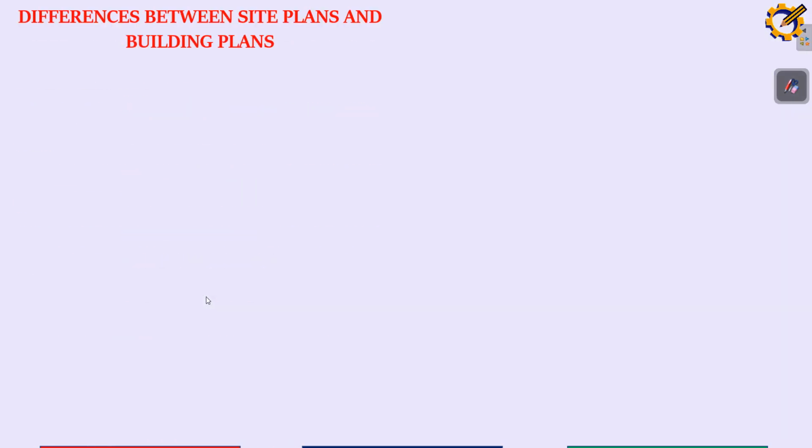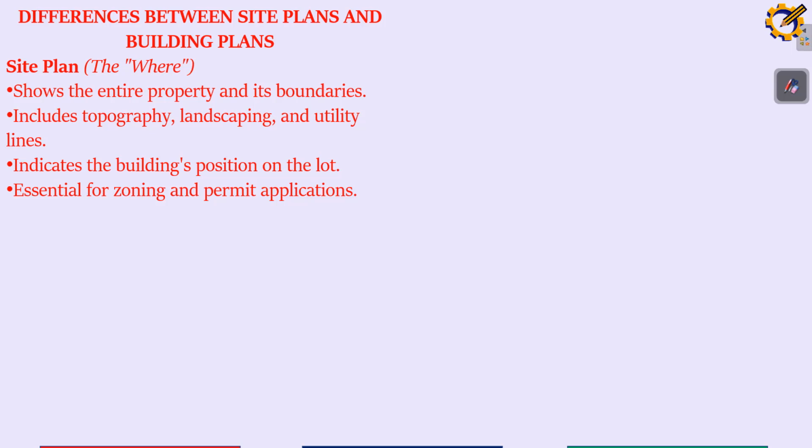All right, so from there we move to differences between site plans and building plans. The first one there is site plan, the where. Site plan talks about where your building wants to be established, where your building is going to be erected. So site plan generally talks about the geographical location of where a building is to be established. It shows the entire property and its boundaries. It includes topography, landscaping, and utility lines. It indicates the building's position on the plot of land. It is essential for zoning and permit application.